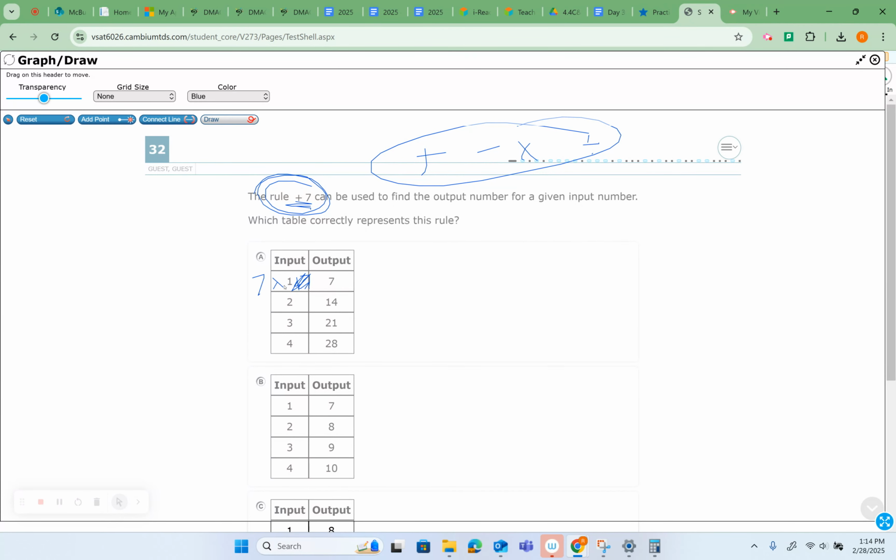Well, 7 times 1 is 7. 7 times 2 is 14. 7 times 3 is 21. 7 times 4 is that one. So this pattern here, this one is times 7. And later on, this becomes y equals 7x. And that's why it's crucial that we understand the concept.